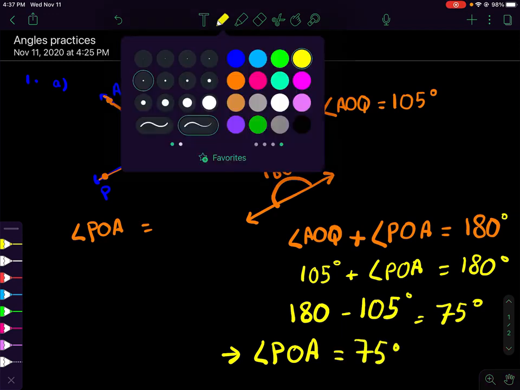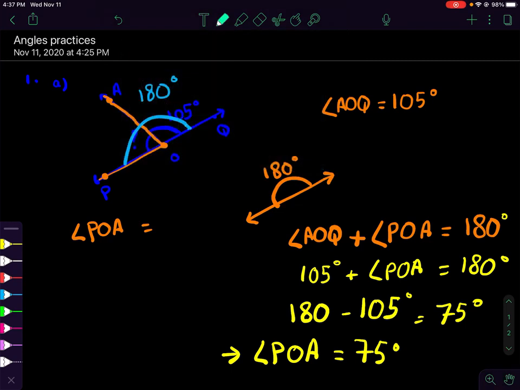Let's say we want to check our answer. So we said on the top, AOQ plus POA equals to 180. So now we have 75. Let's say if I add 105 plus 75, would that give me 180? Yes, it does. So our answer is correct. So this angle is 75. Pause if you don't understand it.